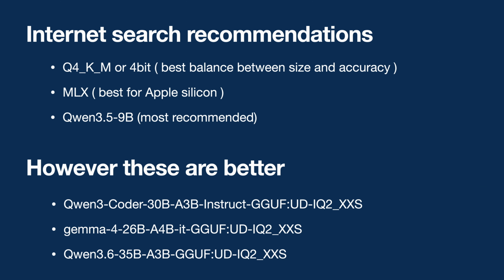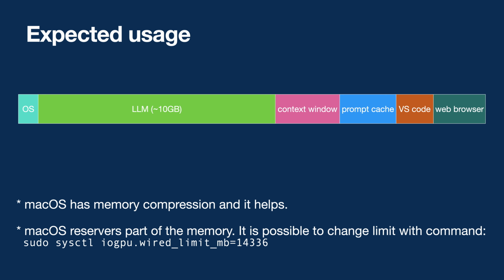However, if I want to use the best models that are possible to run, I need to think about memory. So this is my expectation: part of memory used by the operating system, then the LLM model. I need some part of memory for the context window, for the prompt cache. I need some coding agent. I will use Visual Studio Code as a large one, and at least one web browser page.